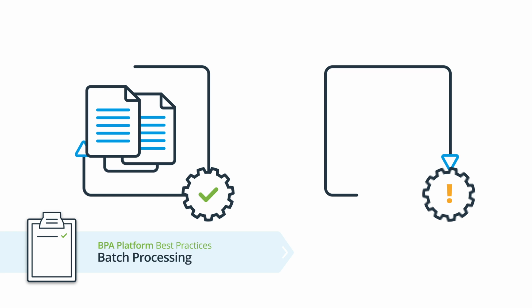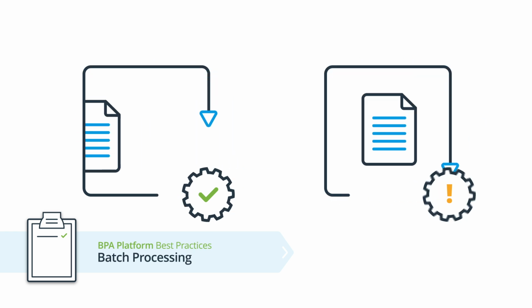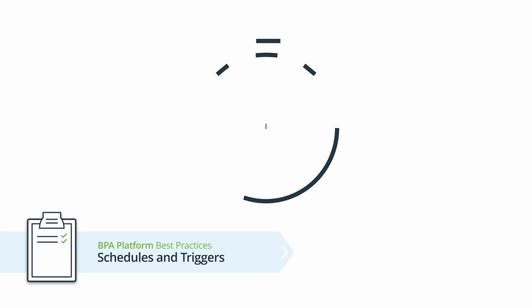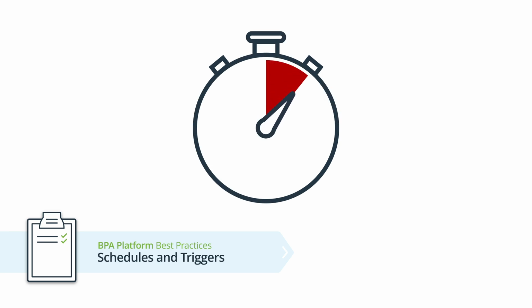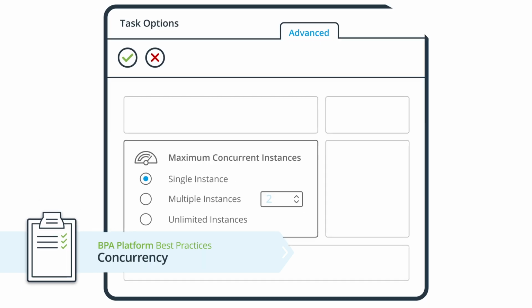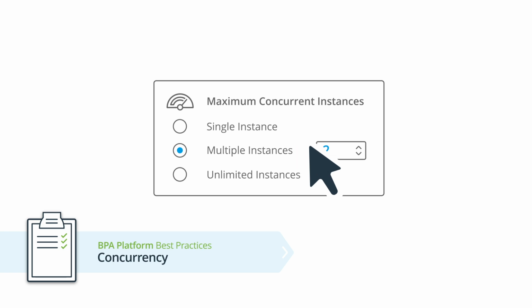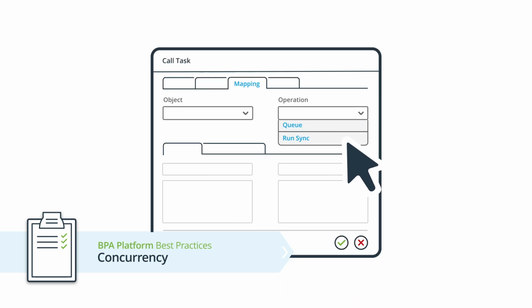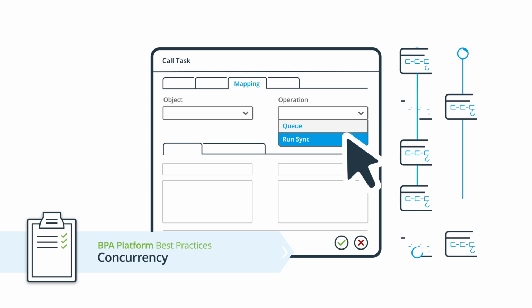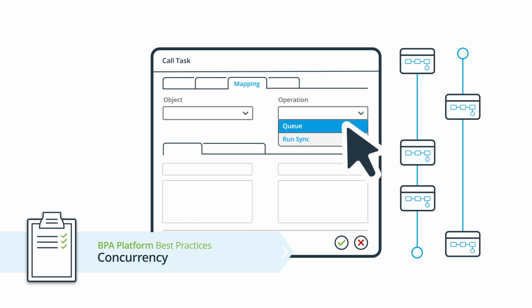Process records in groups instead of individual tasks to improve efficiency. Avoid frequent schedules of less than 5 minutes unless essential. Schedule non-vital tasks during off-peak times. Configure threads to match demand. Use RunSync only when tasks must complete sequentially, otherwise use queue.